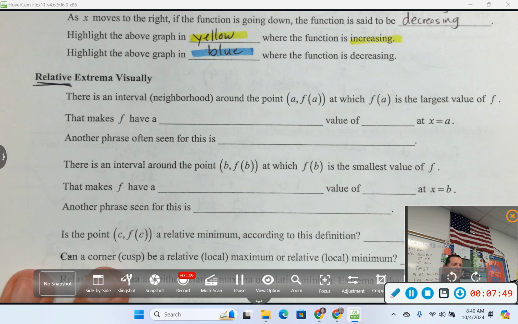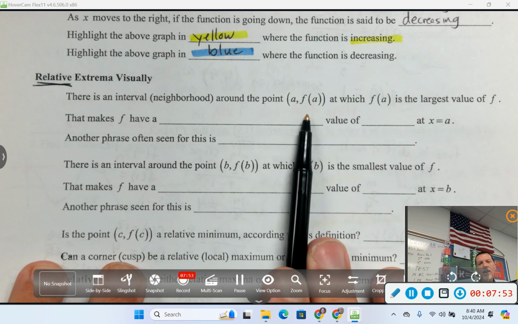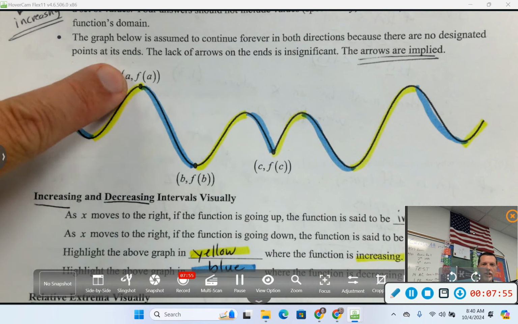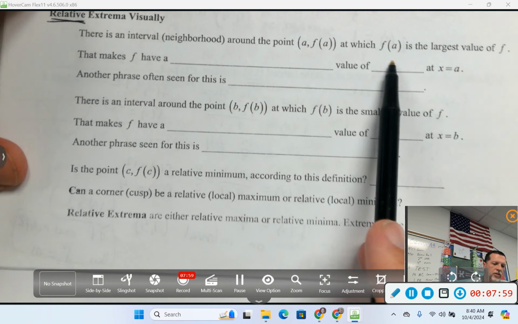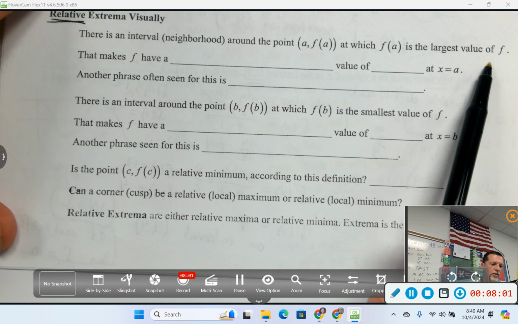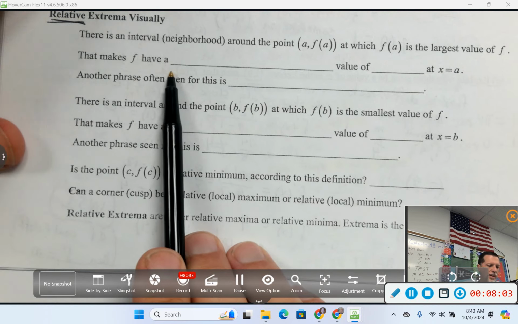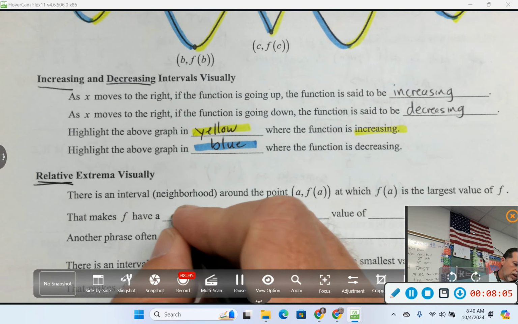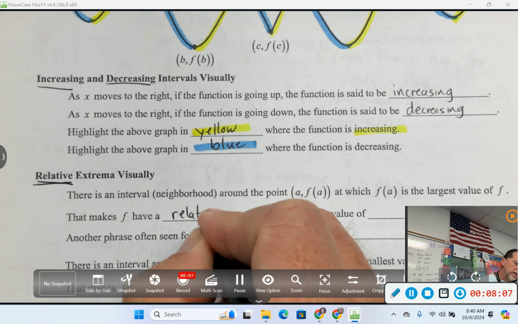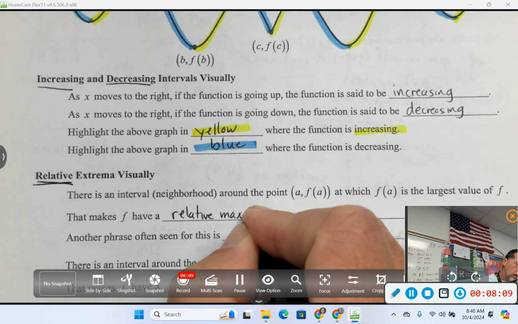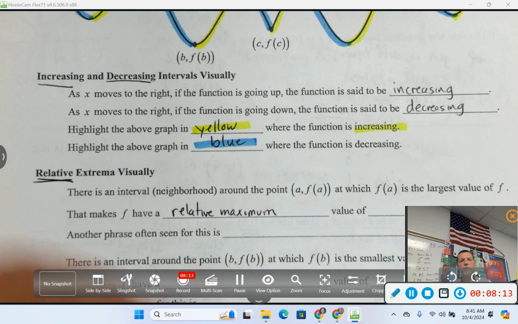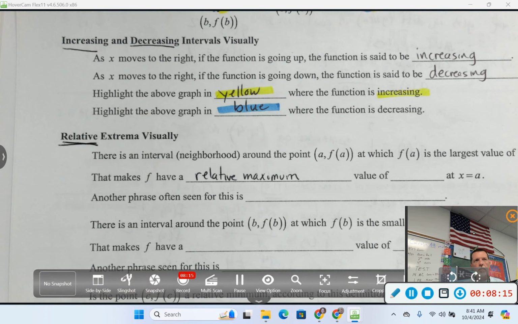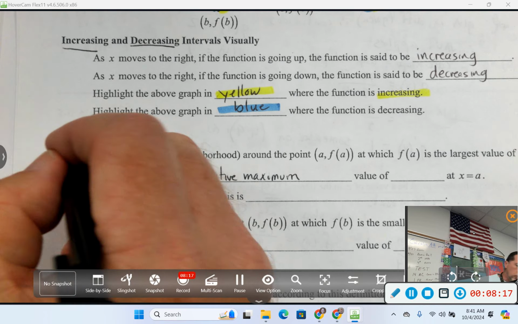There is an interval, a neighborhood, around the point A, f of a. So we're looking at this, that first top of the mountain there, at which f of a is the largest value of f. That makes f have a relative maximum. Relative maximum. Meaning relative to its neighbors.